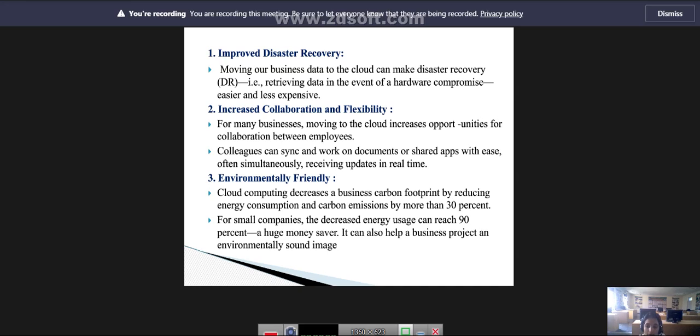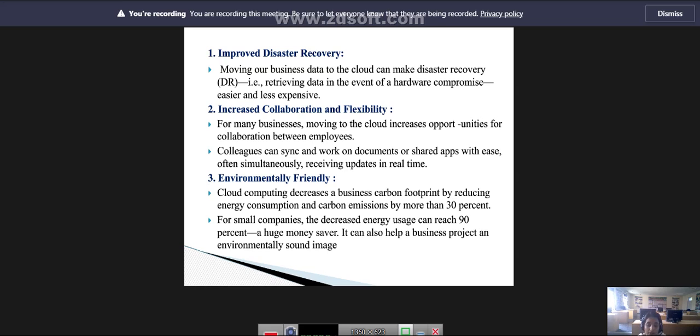Third one is environmentally friendly. Cloud computing decreases a business's carbon footprint by reducing energy consumption and carbon emissions by more than 30%. For small companies, the decreased energy usage can reach 90%, a huge money saver. It can also help a business project a sound image. So this is called environmentally friendly. So these are the 3 advantages, and we can say 3 pros of the cloud computing.